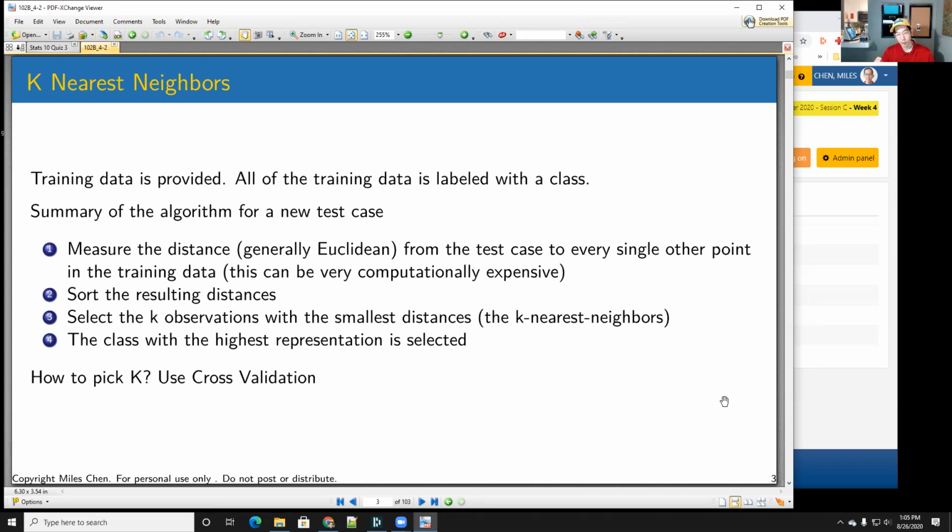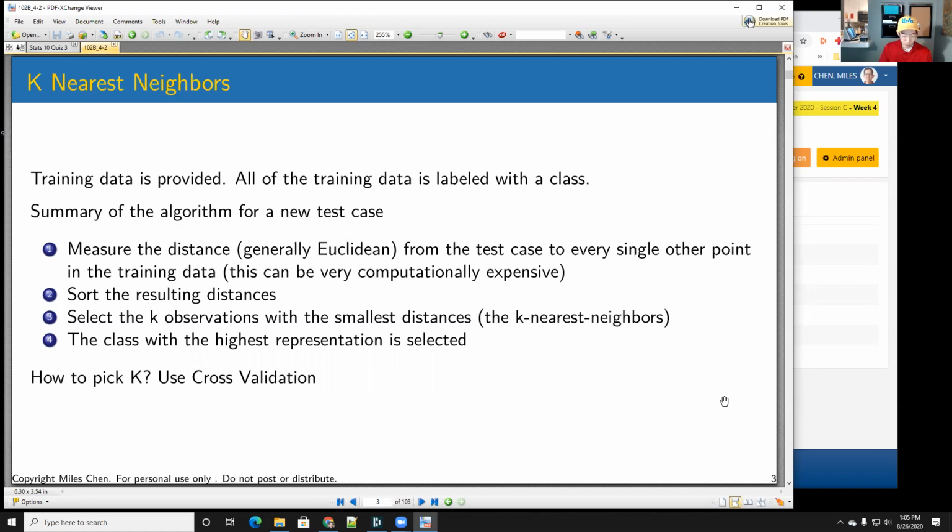Okay, and so we start off with training data. All of the training data is labeled with a class. And so you have your data points. They're all labeled with this belongs to class A or class B or class C, or in the case of your homework, it'll be like, this is Virginica and this is Setosa and this is versicolor or something.